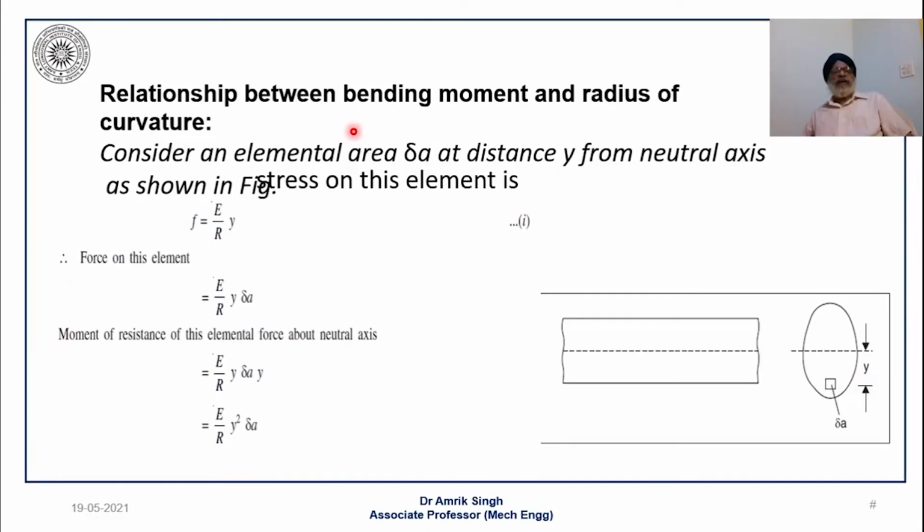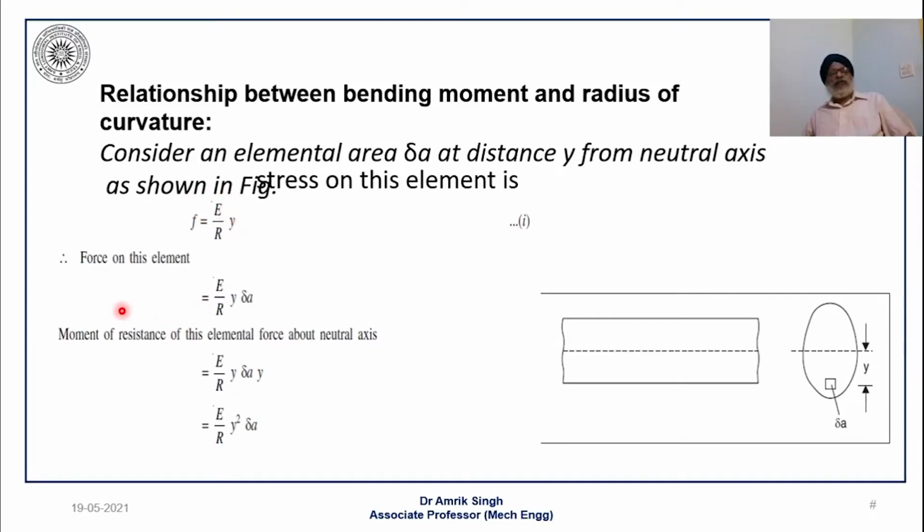Now to consider the relationship between bending moment and radius of curvature, we consider an arbitrary section of the beam and a small area delta A below the neutral axis at a distance y. So consider the elemental area delta A at y. The stress sigma is proportional to y upon r, so sigma is E upon r into y. We can put this value from the previous relation.